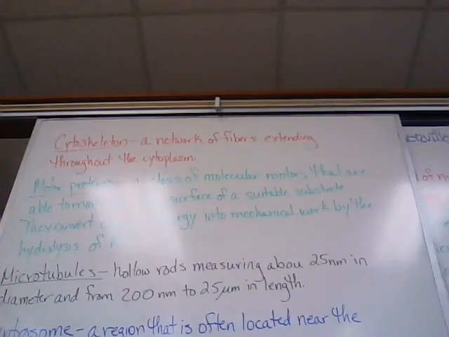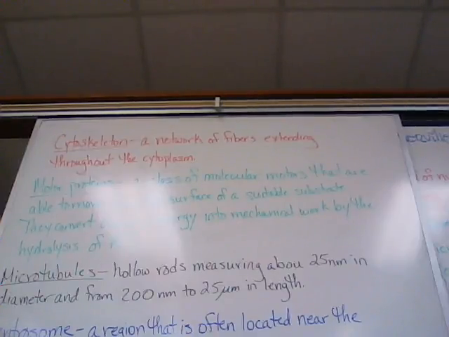Okay, we're going to talk about our last structure of the cytoskeleton, and then we're going to stop for today. Intermediate filaments. Intermediate filaments are named for their diameter, which at 8 to 12 nanometers is larger than the diameter of microfilaments, but smaller than that of microtubules.